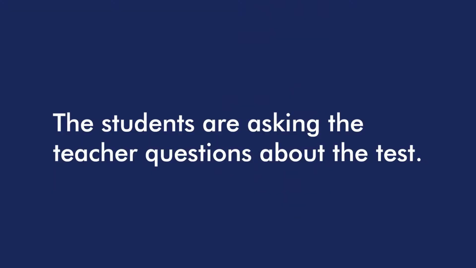That might give us a sentence such as this one. The students are asking the teacher questions about the test, which shows that the indirect object is the teacher. Just like we saw with the subject, verb, and direct object, a clause or sentence with an indirect object also follows a specific order. The indirect object is always placed after the verb, but before the direct object.